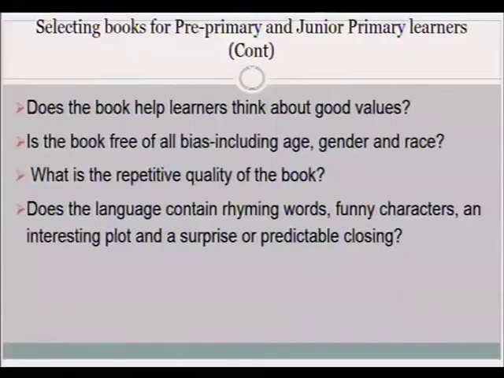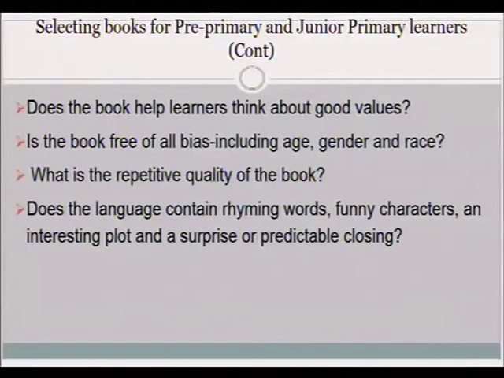Is the book free of bias, including age, gender, and race? We're living in a world where we are becoming multicultural, multiracial, and so on. How do the characters in the book interact with each other? Do they show some kind of discrimination in terms of age, gender, race? So choose those books that are embracing of all these different sectors of society.